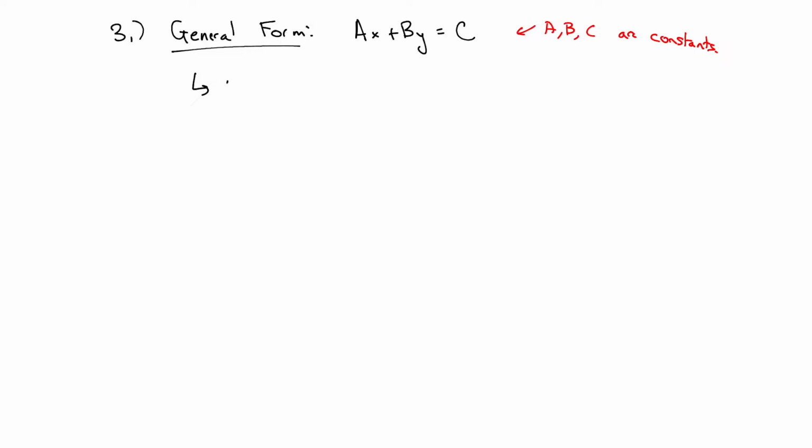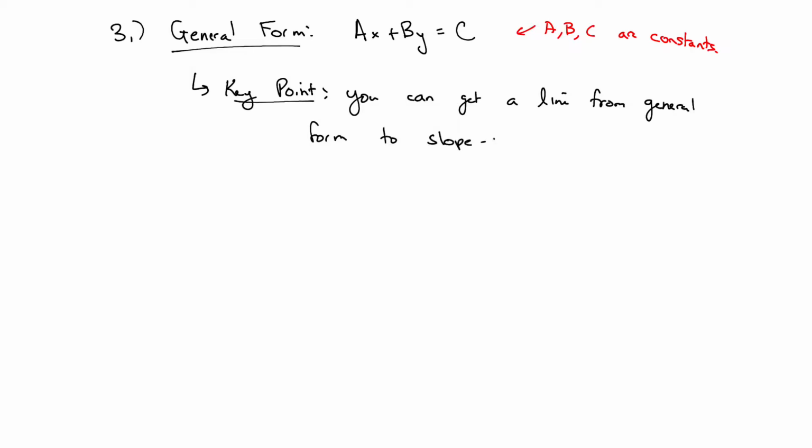But the key thing that I want you guys to know is you can get a line from general form to slope-intercept form by solving for y. The reason why I mention this is sometimes lines are better written like this, and they want you to find lines that are perpendicular or parallel, which we'll talk about in a second. And you need to be able to figure out the slope in order to deal with parallel and perpendicular lines.